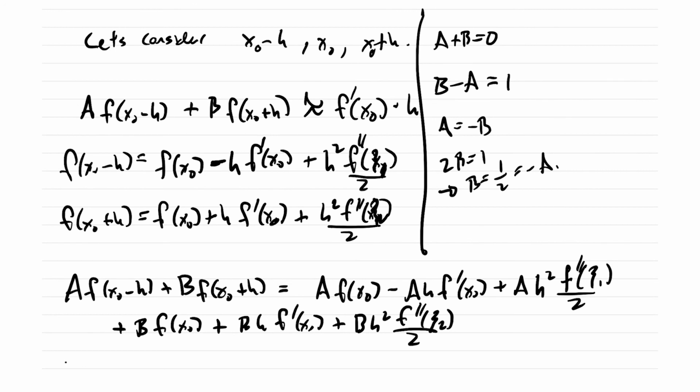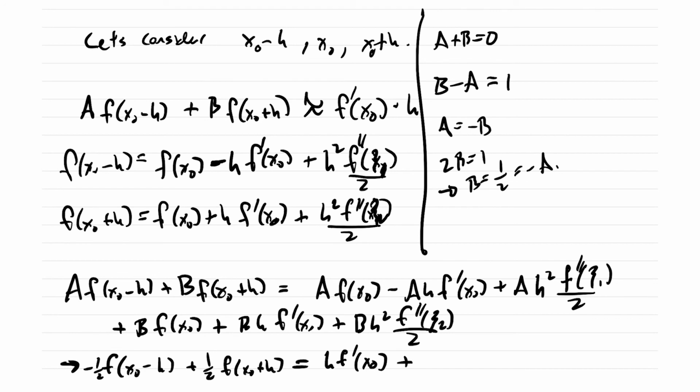And so that tells us that negative 1/2 f of x naught minus h plus 1/2 of f of x naught plus h is equal to h times f prime of x naught, plus some term that is big O of h squared. And so there you go. It turns out that this formula is exactly our symmetric difference formula that we had before.